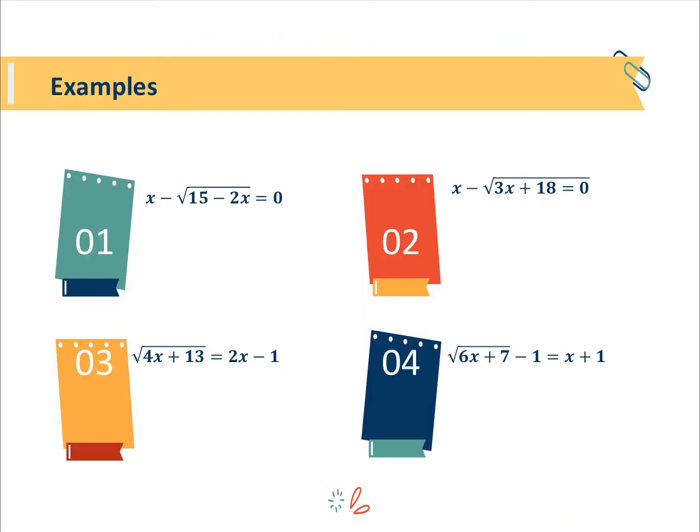Numbers 1 and 2 are very similar. Fix number 2. The square root should only be over 18. 1 and 2 are very similar.